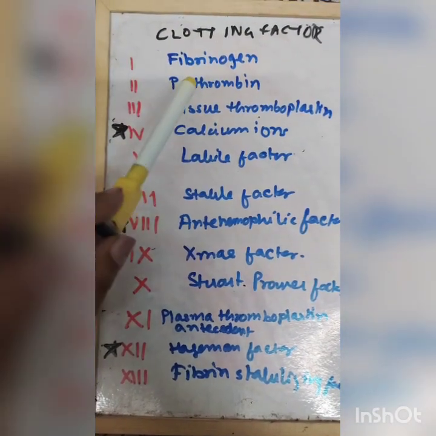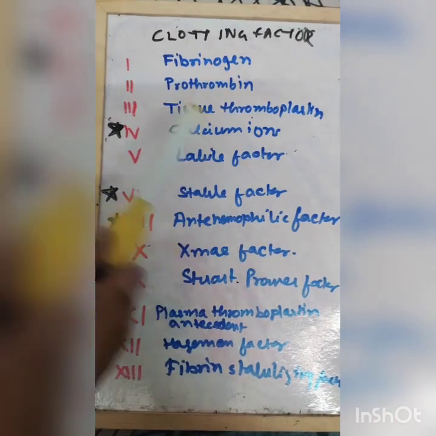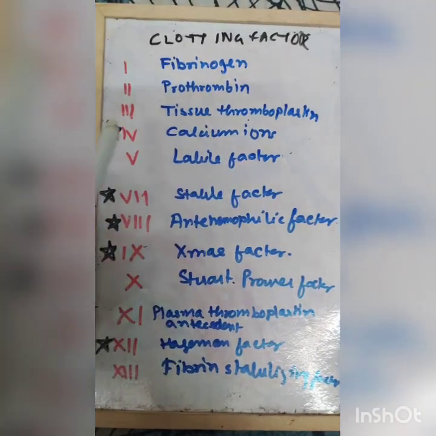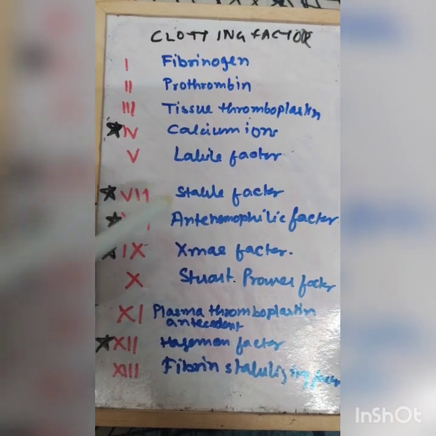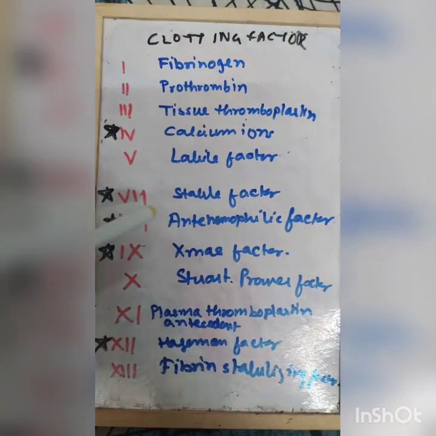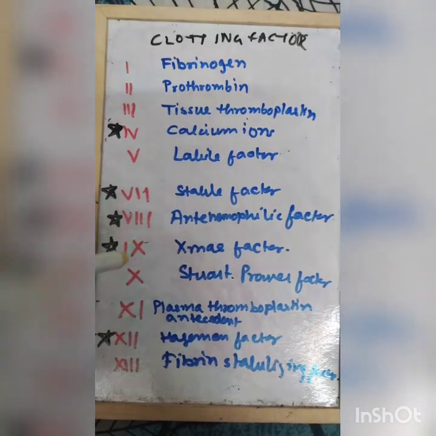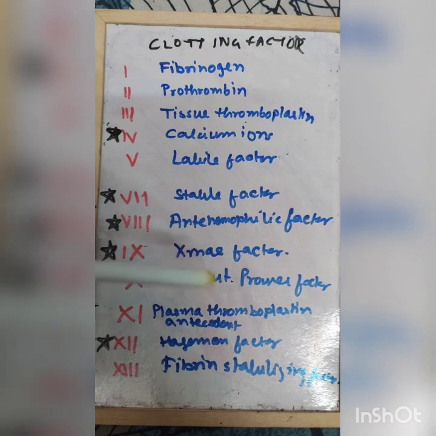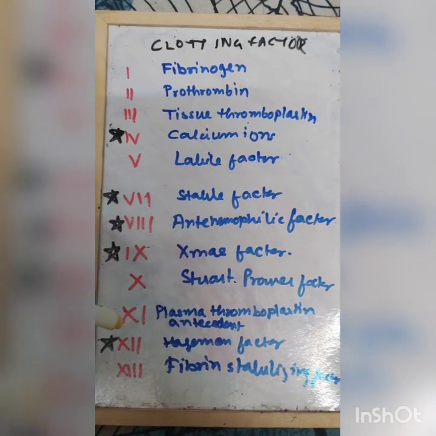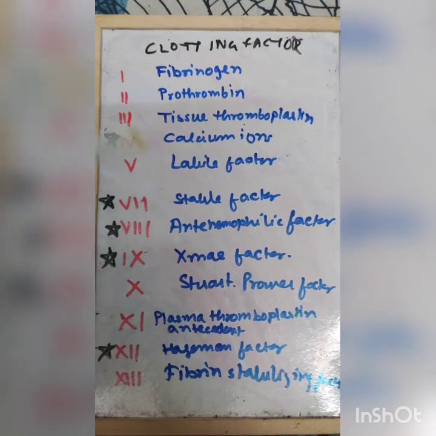Factor 1 is fibrinogen, 2 is prothrombin, 3 is tissue thromboplastin, 4 is calcium ion, 5 is labile factor. There is no clotting factor 6, 7 is stable factor, 8 is anti-hemophilic factor, factor 9 is Christmas factor, factor 10 is Stuart-Prower factor, 11 is plasma thromboplastin antecedent, 12 is Hageman factor, and 13 is fibrin stabilizing factor.